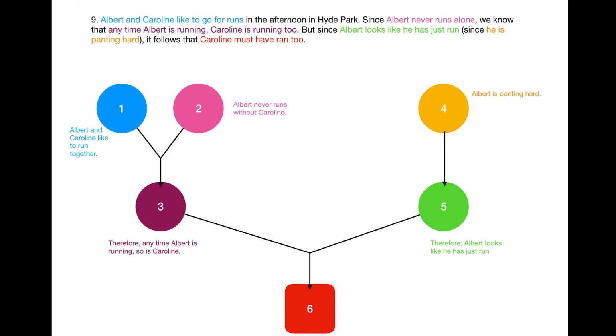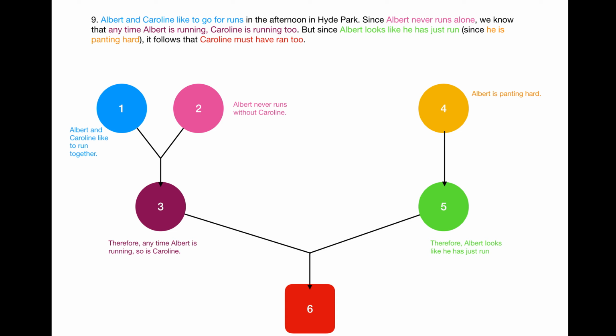All right, so then we want to look at our information that we have. Albert and Carolyn like to go for runs. Therefore, Carolyn must have run too. No, that's not going to work. Albert never runs alone. Therefore, Carolyn has probably run too. Well, no. We don't know that they even run together.